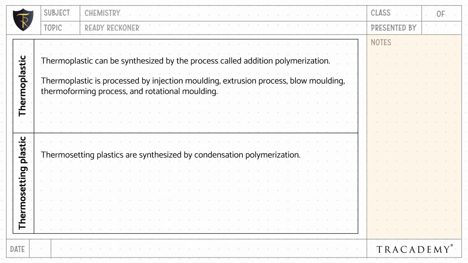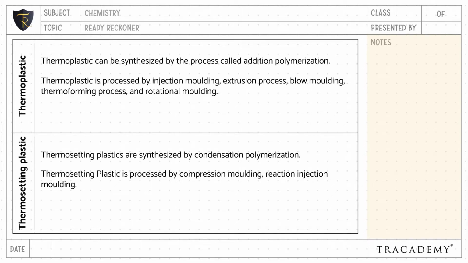Thermoplastic is processed by injection molding, extrusion process, blow molding, thermoforming process, and rotational molding, whereas thermosetting plastic is processed by compression molding, reaction injection molding.